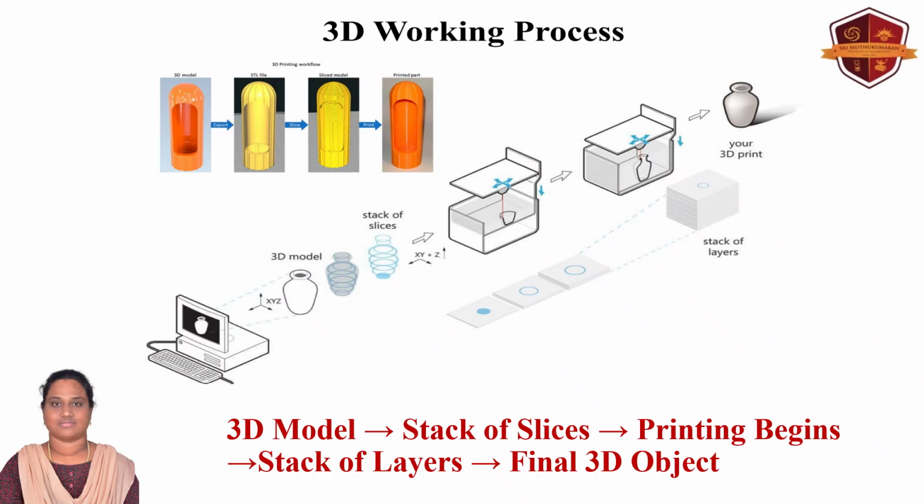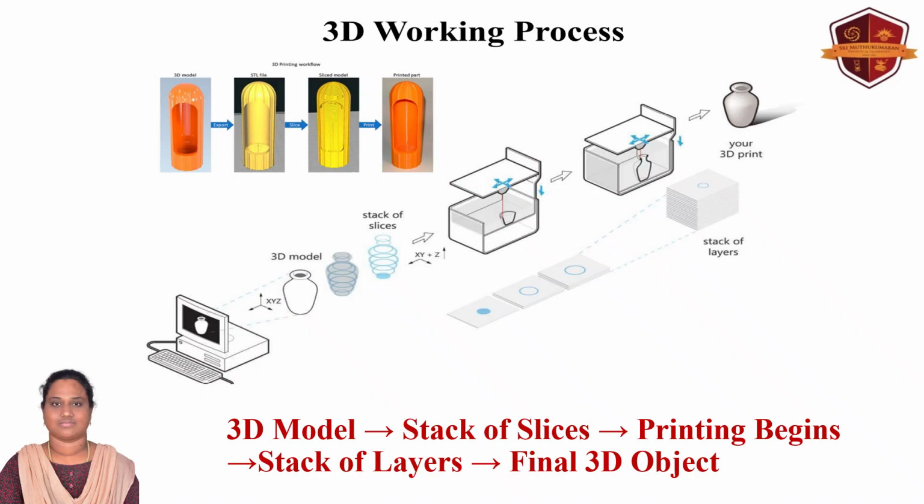Next, coming to step 3, here the printing begins. Now the G-code is sent to the 3D printer. First of all, the printer moves the print head in X and Y directions and deposits material for one layer. Material like plastic or resin or powder or cement can be used.